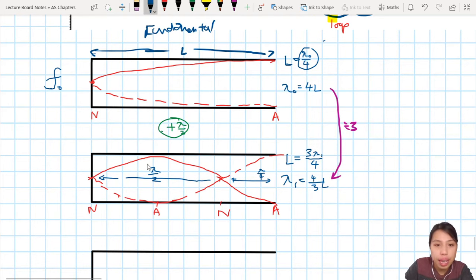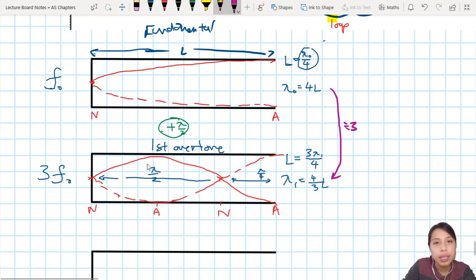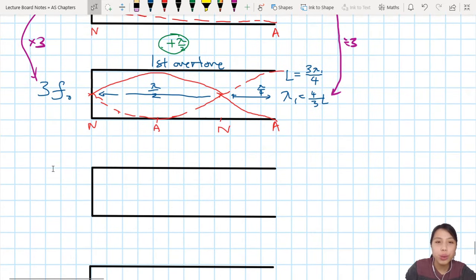By the way, this one has a name, we call this the first overtone. But you need to know this during exam though, they'll just call it patterns. Okay, so also, if your wavelength goes 3 times smaller, means your frequency must be 3 times bigger. So this will be times 3. Ooh, something interesting about these open-closed pipes. Their frequencies are unusual from the string one. Okay, we go one more up.